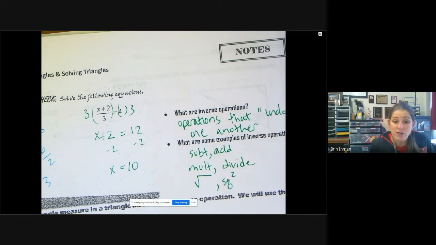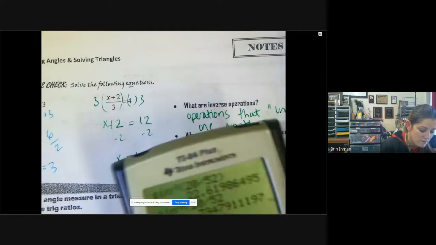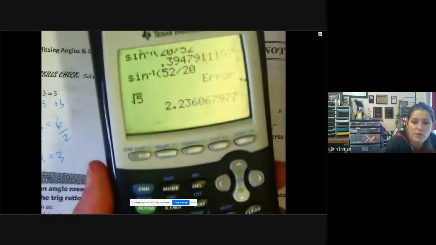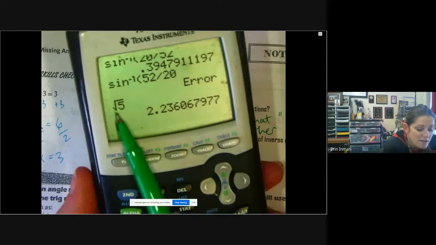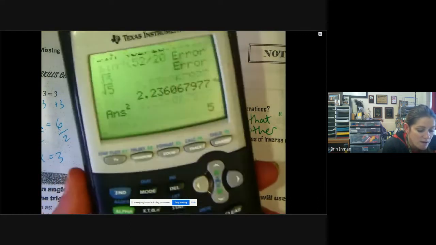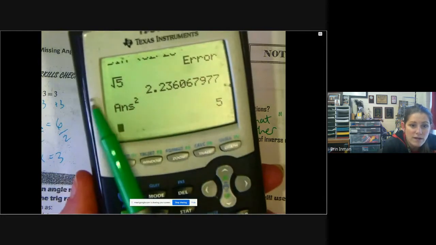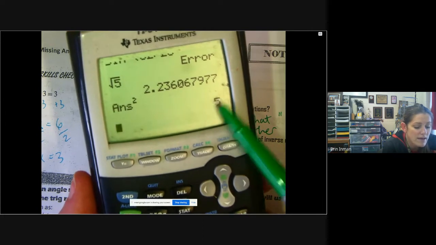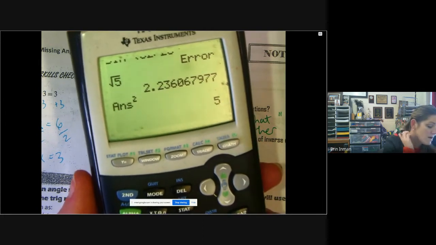When we are looking at our trig functions, I just want to think back, square root is an operation. If I take the square root of 5 in my calculator, I get a crazy decimal. It's an irrational number. And if I wanted to undo that, let's just say I then take that and I square it, I end up with 5. So when I undo squaring a square root, they kind of cancel each other out, and I end up with the radicand.